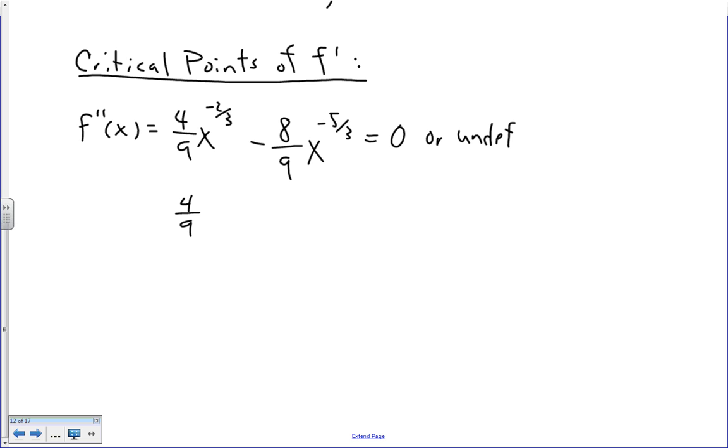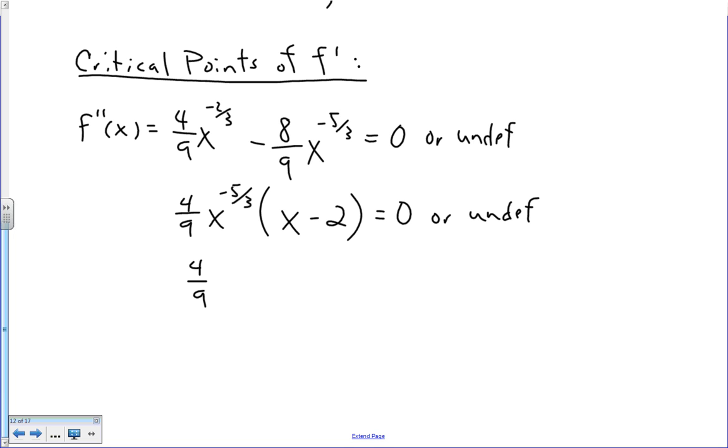We'll factor out a 4/9 and we'll factor out x to the -5/3. So we'll be left with an x in the first term and then a -2 in the second term there. Go ahead and multiply that through just to see that you get in fact the original equation. And we want to find where that's 0 or undefined. Again, it's up to you whether you need to make this next step. I'm going to go ahead and write this down though. x to the -5/3 is 1 over x to the 5/3. Again, the first couple times you see that, you might want to write it down just so you remember that you're going to have division by 0 there when x is 0.